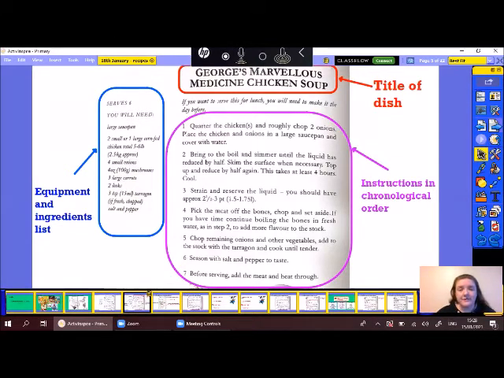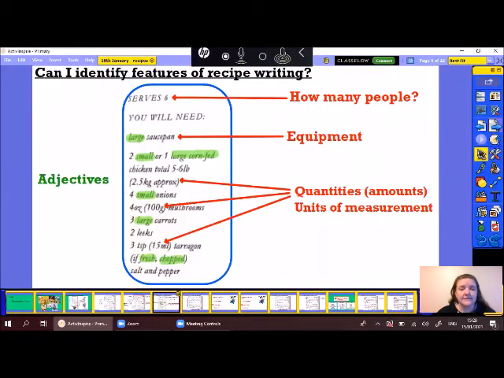Now, if we look even closer at our list of equipment and ingredients, you'll see that there are some details that we really need. In here, you'll find important information, including how many people you can feed with the food that you're making, a list of equipment that you'll need. In this case, it seems quite simple, just a large saucepan, and the quantities, the amounts of the food that you'll need. And they will include units of measurement. For example, in here we've got 2.5 kilograms of chicken, 100 grams of mushrooms, or 15 millilitres of tarragon.